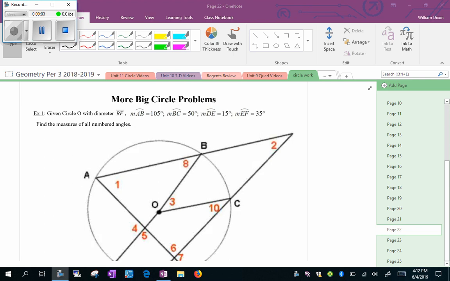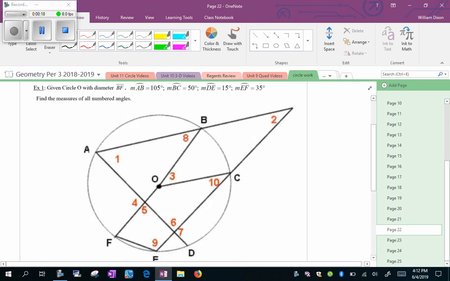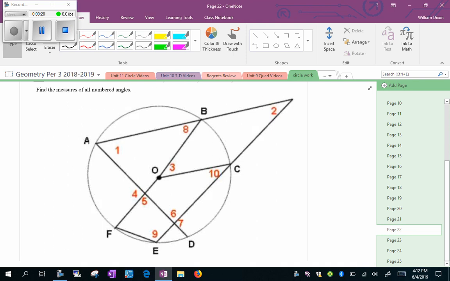Okay, so today we're going to talk more big circle problems, and these are not bad. We're coming to the end here, so let's work through this. Example number one says, given circle O with diameter BF. So I'm going to highlight diameter BF right away because we're going to see that's really important. I'm going to be moving the screen around quite a bit, so you've got to bear with it.